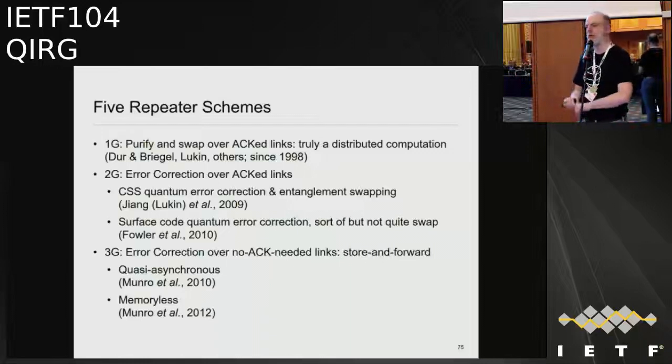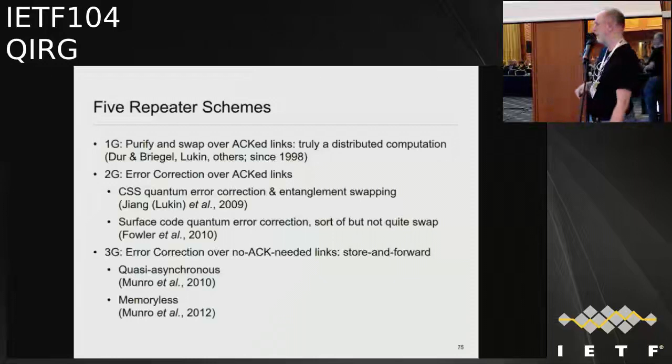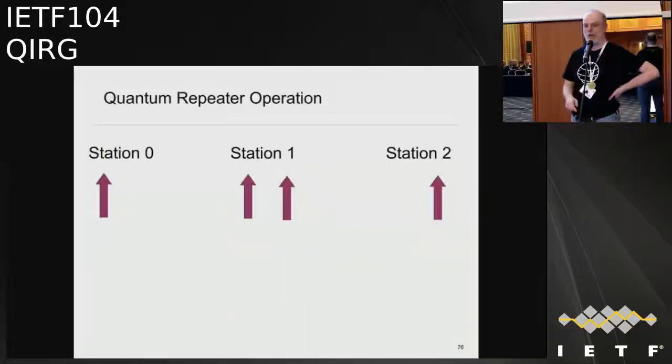Let's apply error correction to these over-acknowledged links. And then it does become a little bit more akin to store and forward. But really you get into that when your success probability for doing this gets to the point where you can live without the acknowledgements on the link layer, and then you can do what's called a 3G network for doing this. Right? So this first generation, this quantum repeater operation, I've got 3 stations here, 0, 1, and 2.